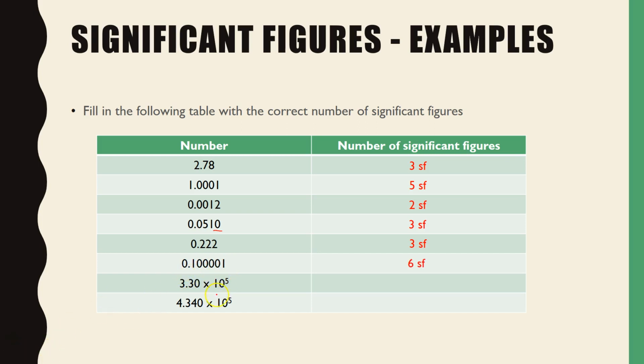So we have 6 significant figures. In the case of scientific notation, it follows the number of decimal places that there are. So this one has 3 significant figures in its scientific notation form. And this one here has 4 significant figures.